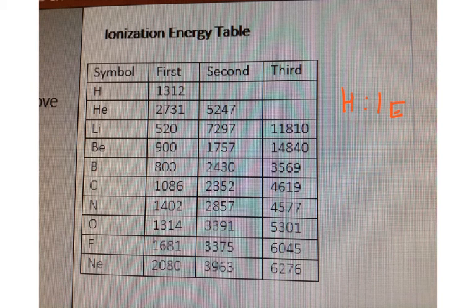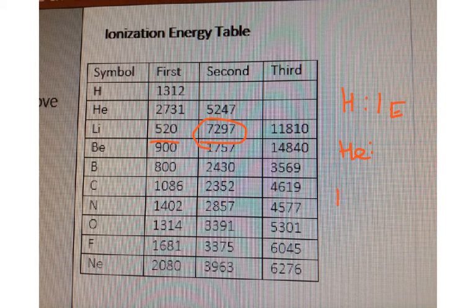Now we're going to look at helium. Helium has only 2 electrons, so that's why it doesn't have a third ionization energy. You can't remove the third electron because it doesn't exist. But if you compare the first to the second, it is a lot harder to remove the second than the first. Now, the key one to look at is, for example, lithium. Lithium goes from 520 to 7,297, and that is a huge jump.